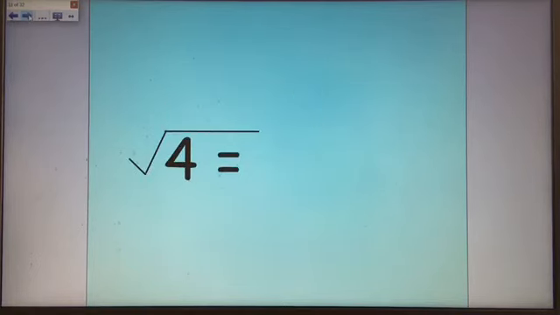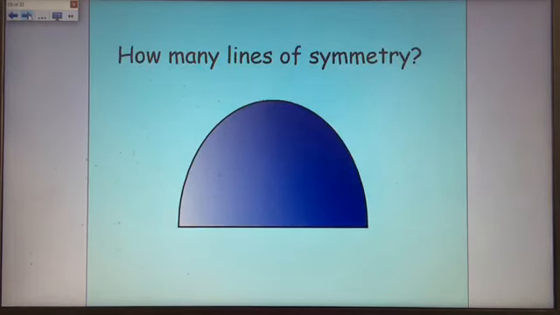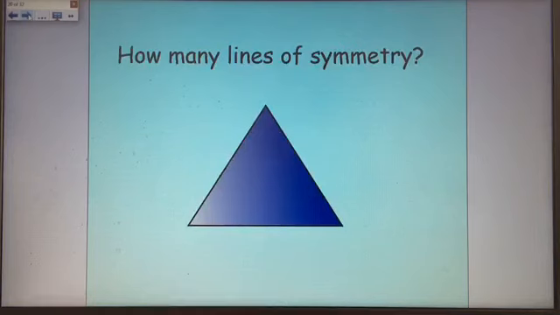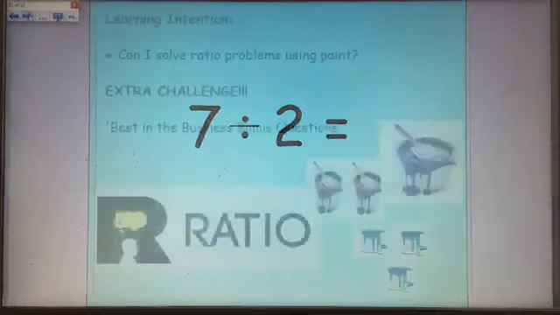84. The square root of 4 is 2. 10% of 62, 6.2. How many lines of symmetry? 1. 5% of 500 is 25. Remember, 10% is 50 and then half it. How many lines of symmetry? Equilateral triangle is 3. 7 divided by 2, 3.5.